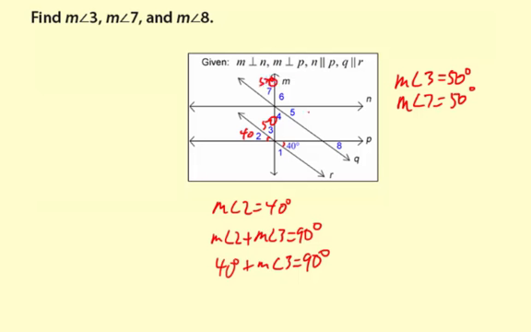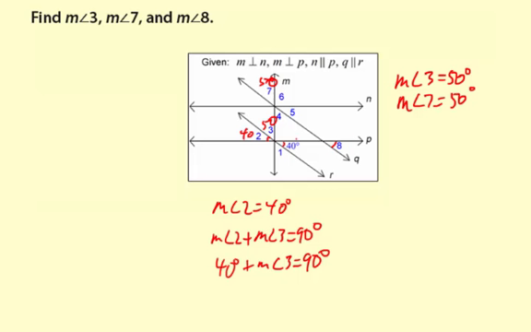How about measure of angle 8? That's way over here. Now you want to look at all the different possibilities. Lines M and N, P and Q, R. Oh, here it is. Look at the relationship between angle 8 and this 40-degree given angle.